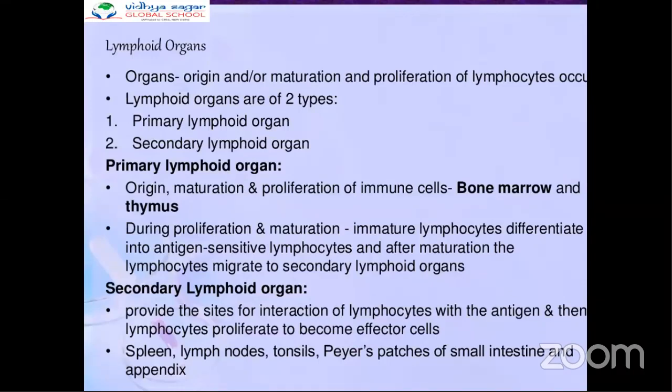Secondary lymphoid organs provide the site for interaction of lymphocytes with the antigen, and then lymphocytes proliferate to become effector cells. They are the spleen, lymph nodes, tonsils, Peyer's patches, and appendix. What are Peyer's patches? It is the ileum region of the small intestine. Okay. So secondary lymphoid organs are present in the spleen, lymph nodes, tonsils, Peyer's patches of the small intestine, and appendix.